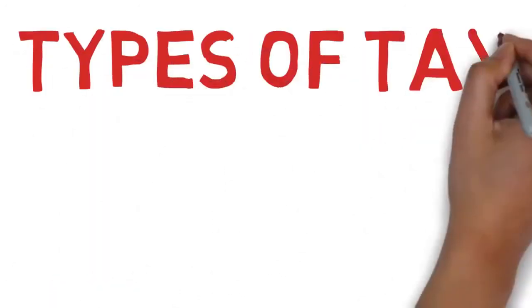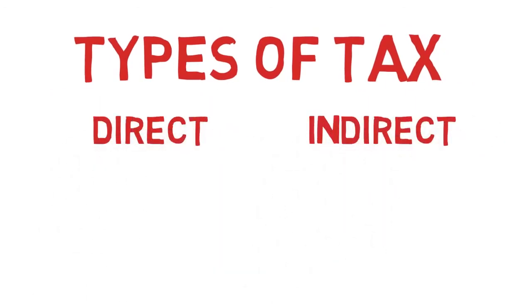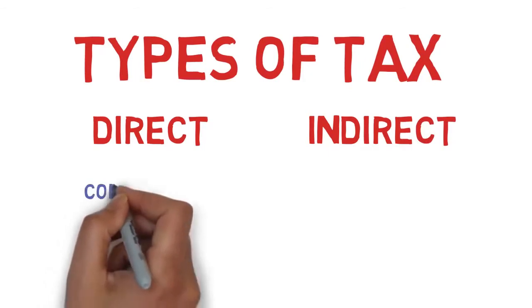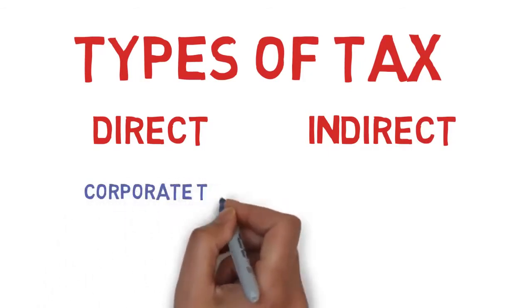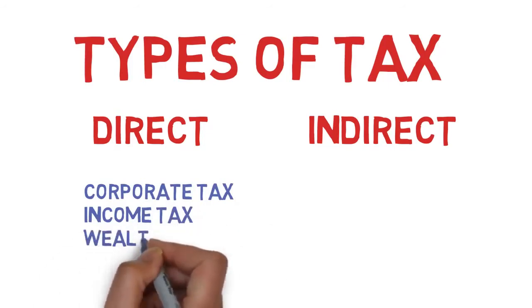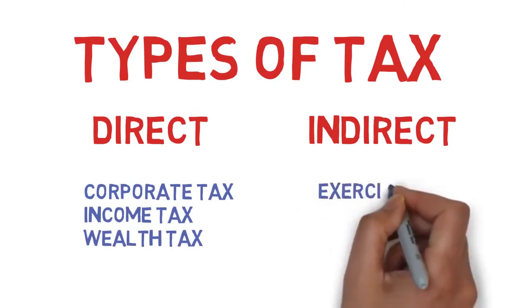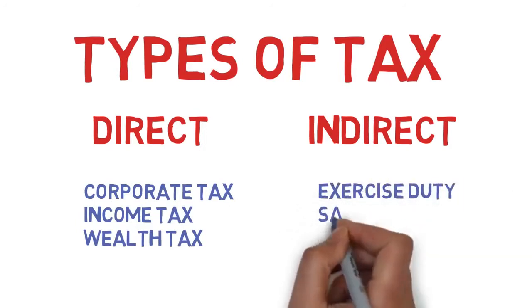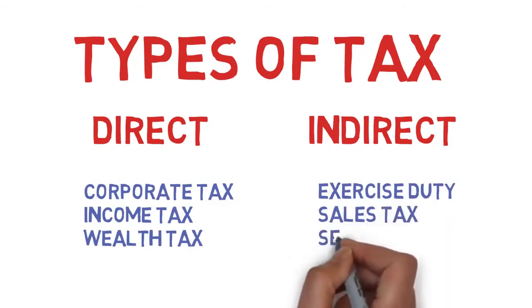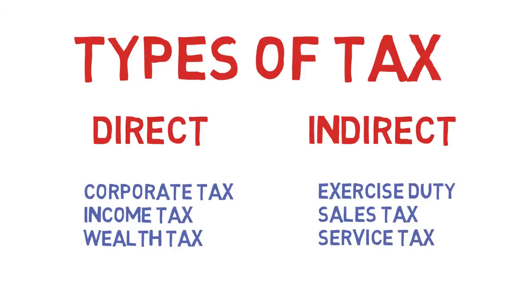There are actually two types of taxes. One is direct tax and the other is indirect tax. A direct tax is one whose liability cannot be shifted to someone else, like corporate tax, income tax, wealth tax, etc. But an indirect tax is a tax whose liability can be shifted to someone else. It is central excise tax, sales tax, services tax, etc.